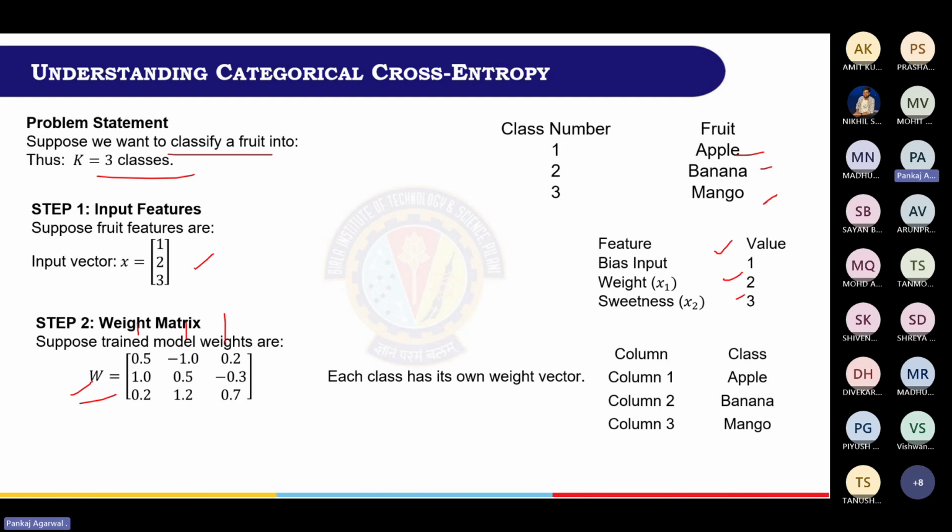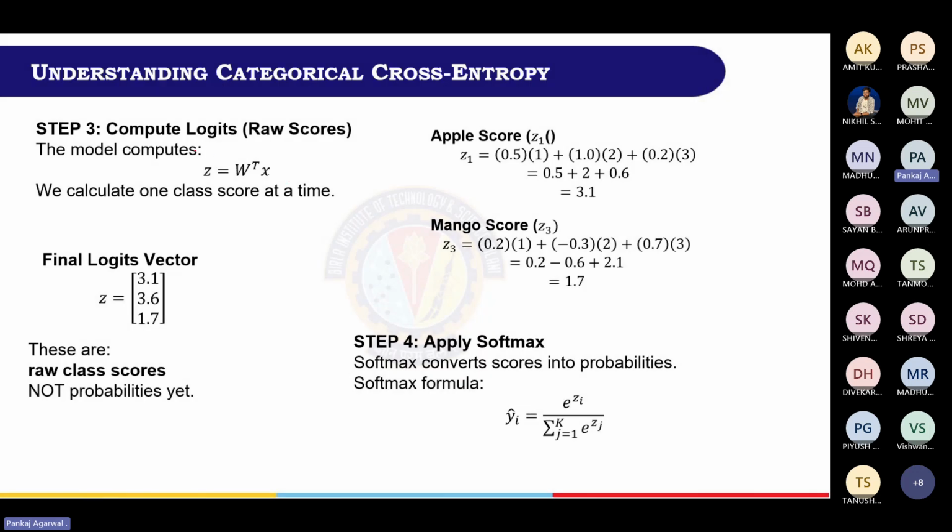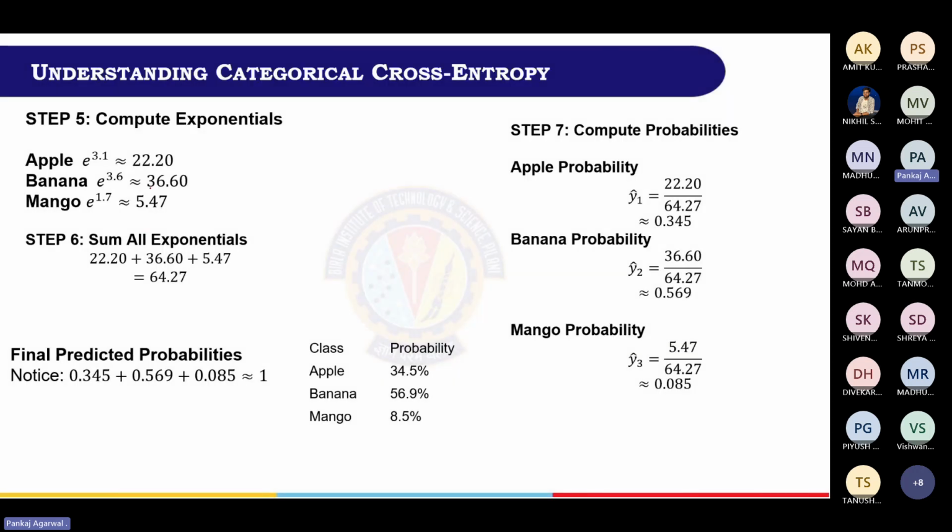Then I can compute these simple logits. Everyone knows what this is. I have done it for Apple, and the rest of the classes would be computed the same way. Everyone knows how to calculate it. Finally, you get this, for example. These are the raw scores, but not the probabilities. Then you apply the softmax function on these three values.